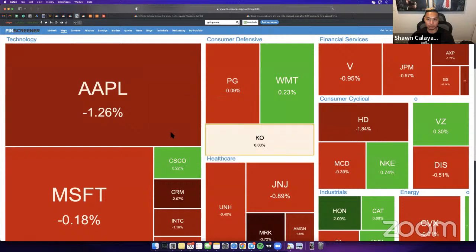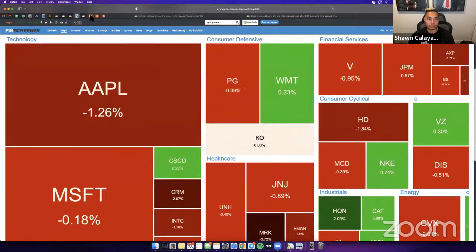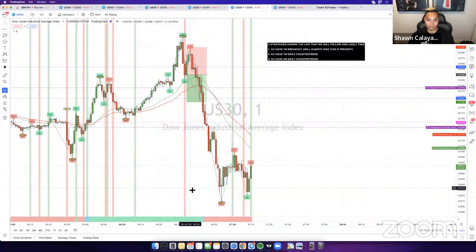Like this would have to be pretty much majority red or majority green for it to have a clear bias. But with that said, the bias is currently neutral, and price can really go either way. It can either go up or it can go down. There just isn't any clear direction as to where price is going to go yet.